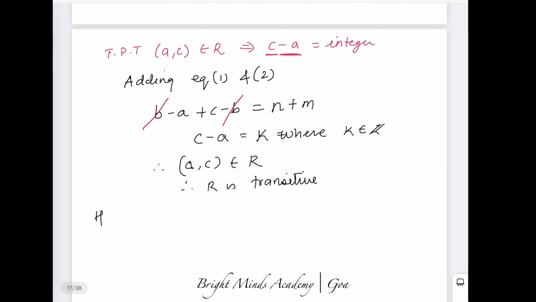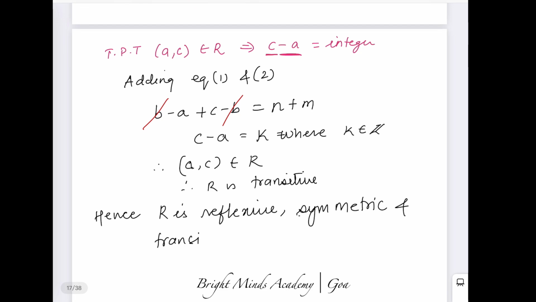Hence we have proved that R is reflexive, symmetric and transitive. Therefore you can also say that R is an equivalence relation.